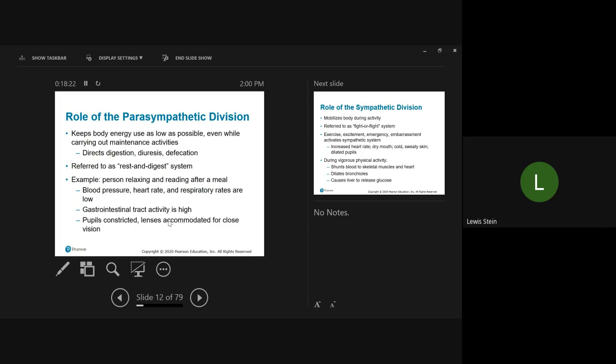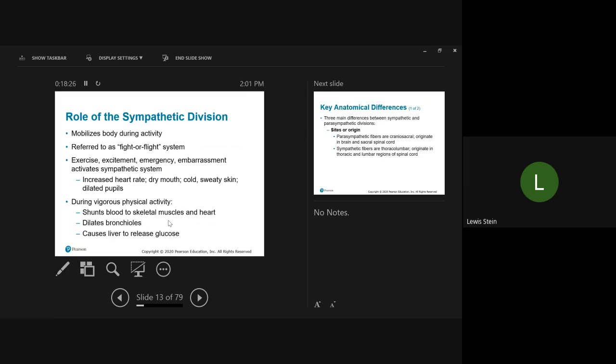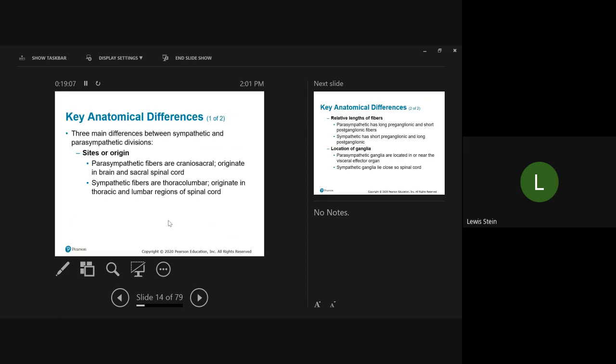Pupils constricted, lens accommodated for close, and the opposite, fight or flight. Mobilizing the body. All of those things. Emergencies, you go to the gym and work out. You go to the fight or flight. Embarrassment also, interestingly. Heart rate, dry mouth, because it dries secretions, so it increases respiration. You perspire, but it's cold. The blood flow isn't there, but you're accelerating the perspiration basically to evaporate as a cooling mechanism. And the pupils are dilated. And as you can see, this is what it does. Blood to skeletal muscles and the heart, dilates the bronchioles, liver releases glucose. And so that's the whole idea.